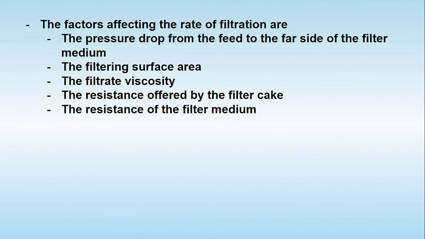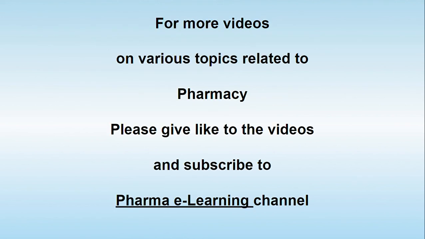The reason about the filter medium is that sometimes we use a filter medium which is thin in nature, like filter paper. But sometimes we use a filter medium which is thick in nature, like the sintered glass filter, which is basically made up of glass particles and has much more thickness. So it will also affect the rate of filtration.